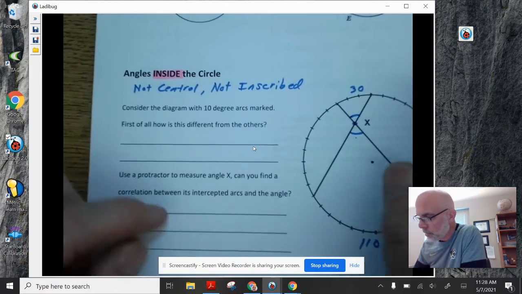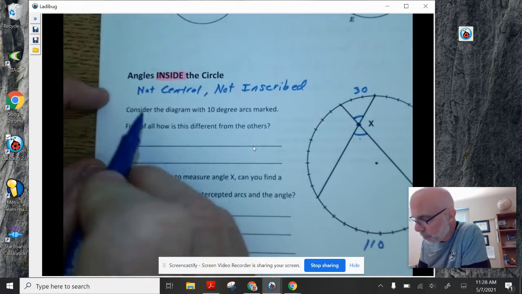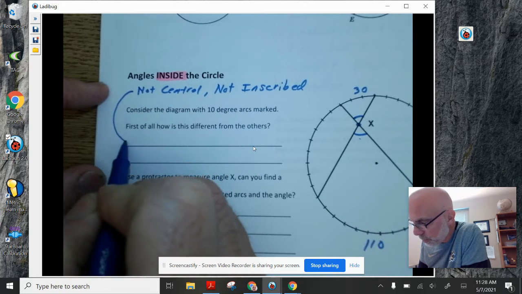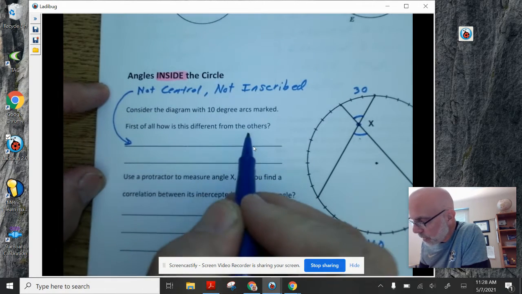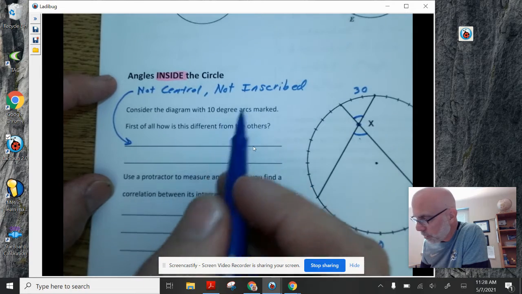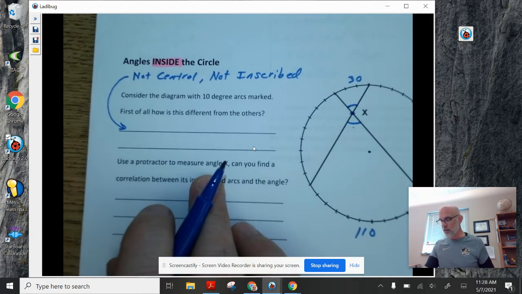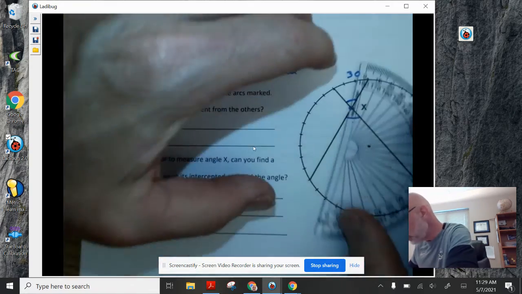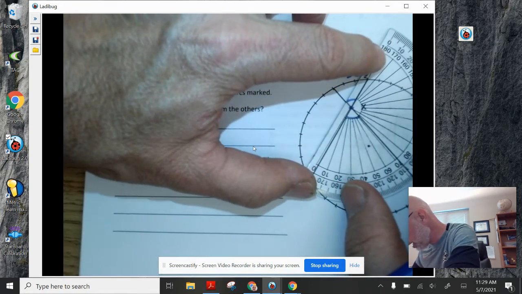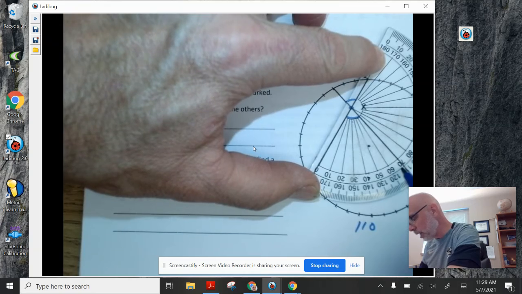All right. So how is this different? Oh, I think we probably answered that. We should put this right here. Okay. This is how this one is different. It's not central. It's not inscribed. It's inside. And if I measure angle X right here, we should figure out using a protractor that this thing right here is 70 degrees.